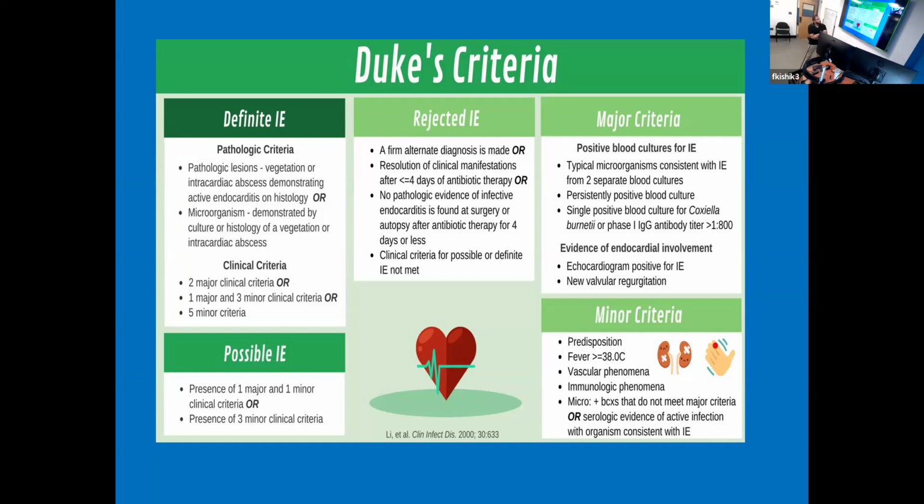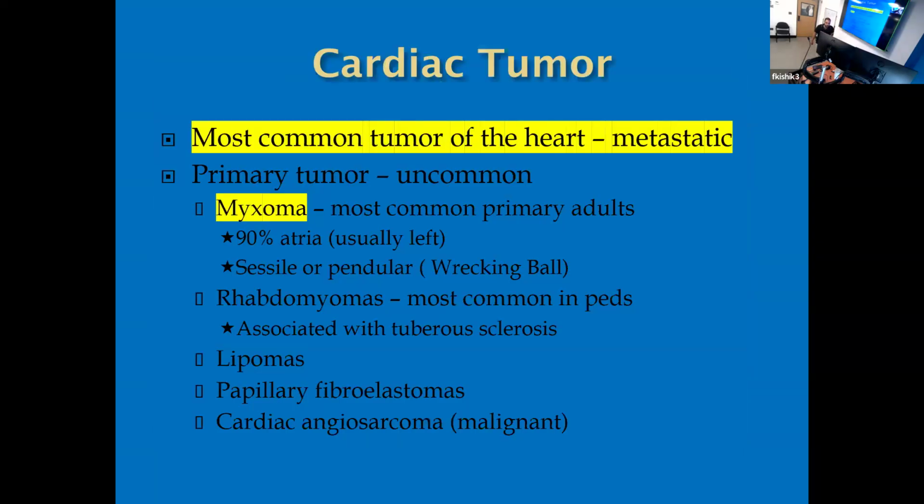No pathologic evidence of infective endocarditis is found in surgery or autopsy after antibiotic therapy. Well, no duh. Clinical criteria for possible or definite endocarditis is not met. So, 2 major, 1 major and 3 minor, or 5 minor. If you're febrile, you have splinter hemorrhages, you have positive cultures that are not necessarily typical of staph or strep, and you have a high risk, you're immunocompromised, and everything else, treat for endocarditis. So when in doubt, you treat for it.